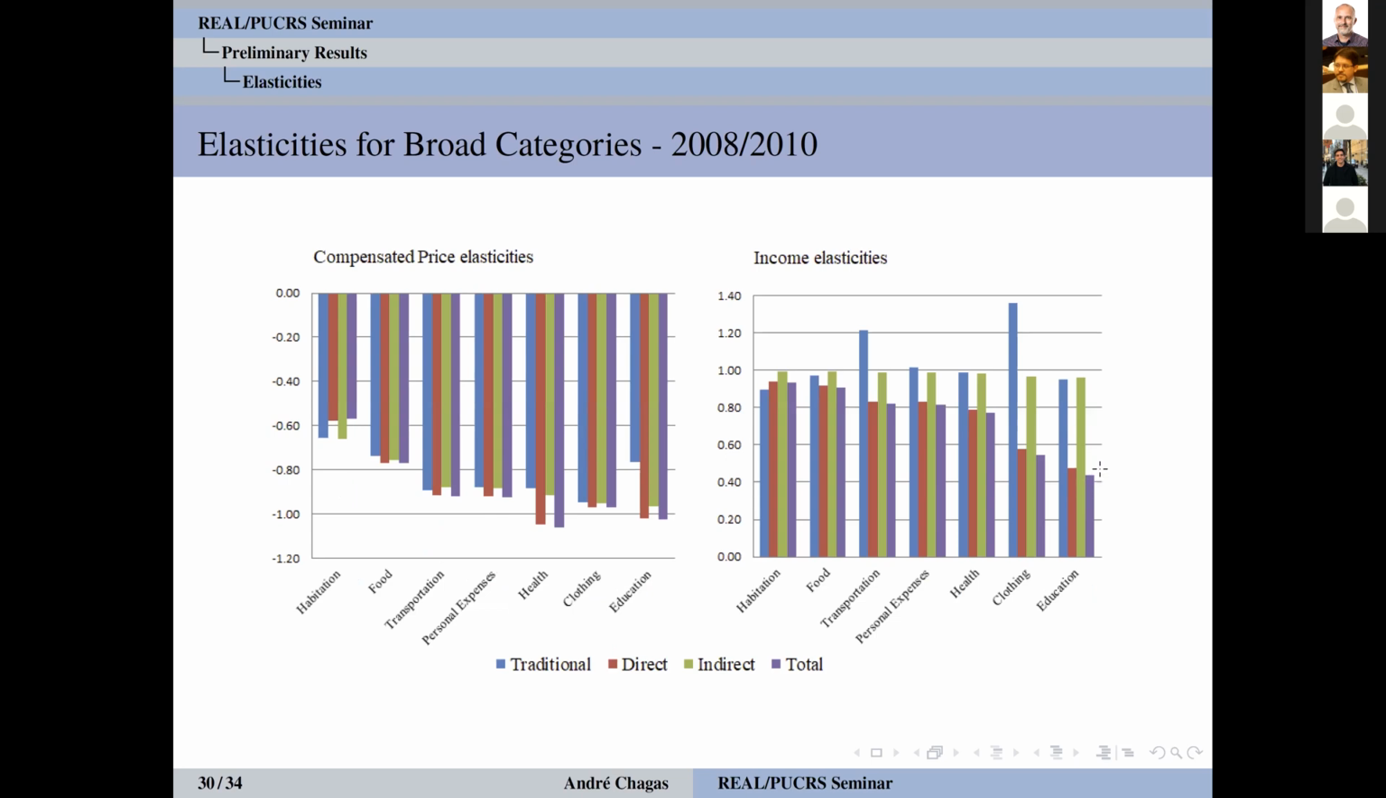In other cases, for instance when we look at the whole category, the income elasticity estimated by the spatial model is very different from the traditional one. In some cases, clothing for instance, the traditional model will estimate it as a luxury good.